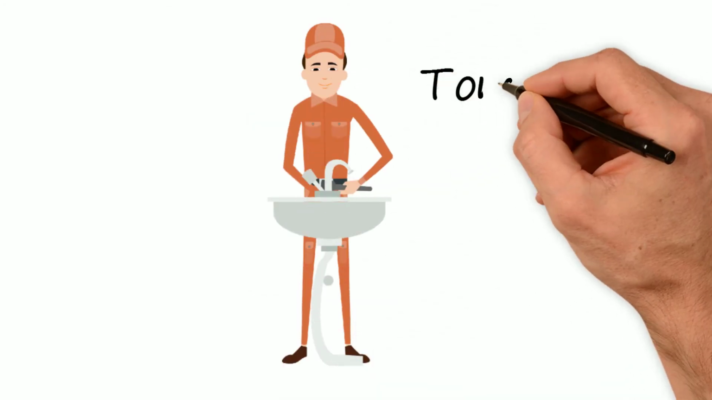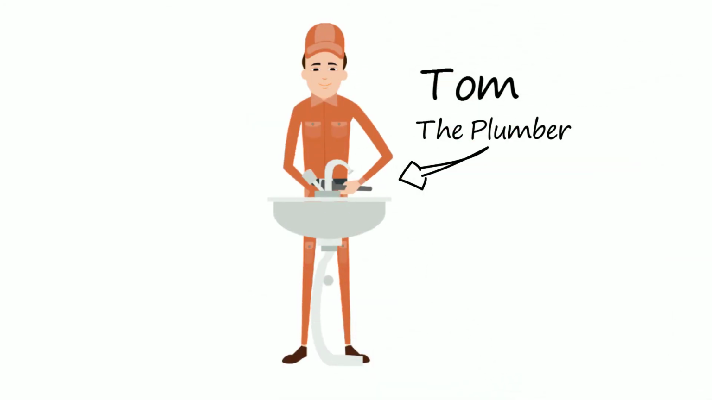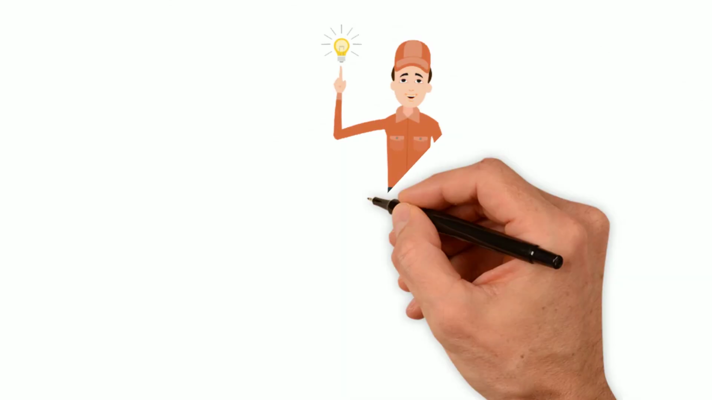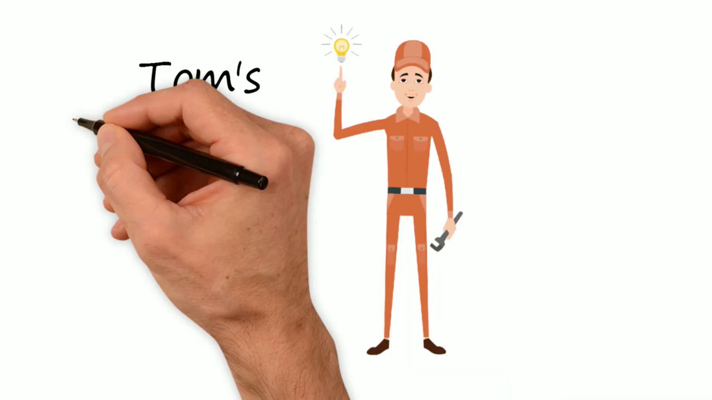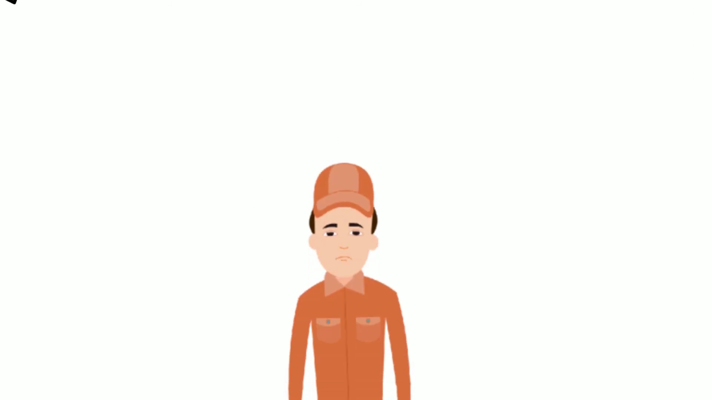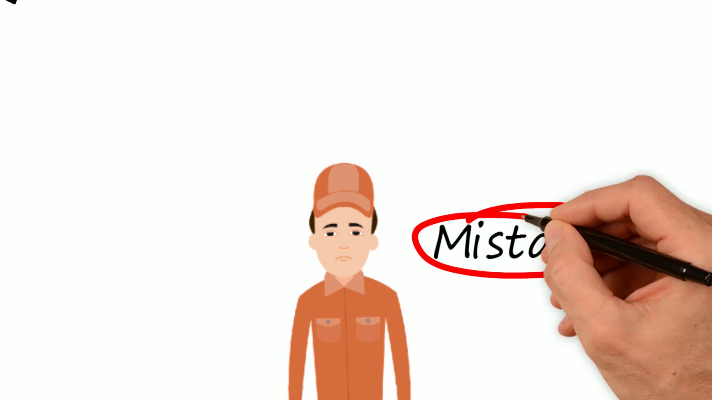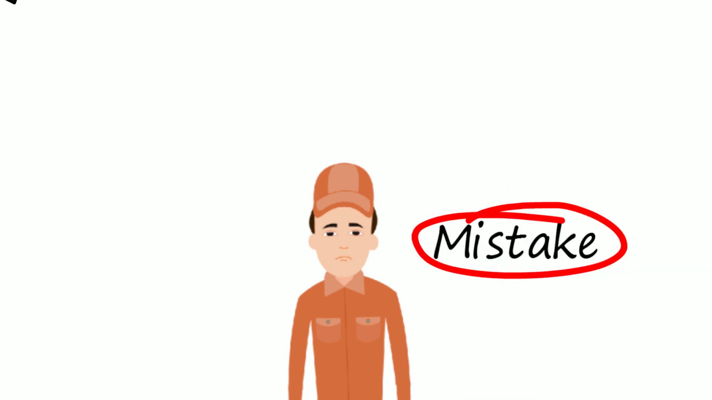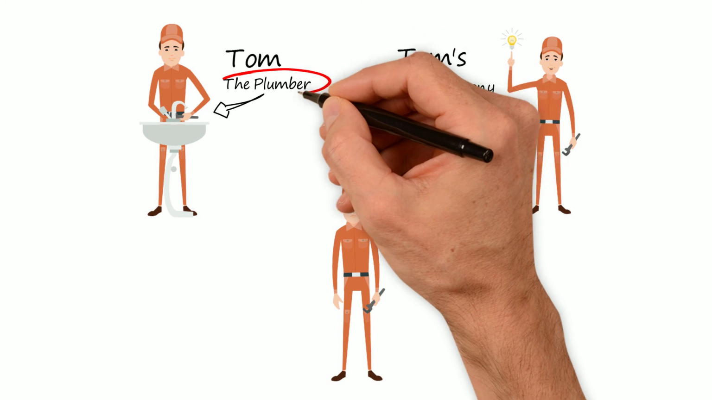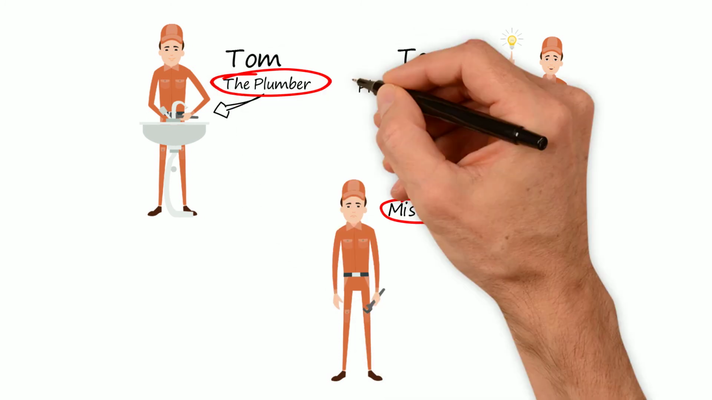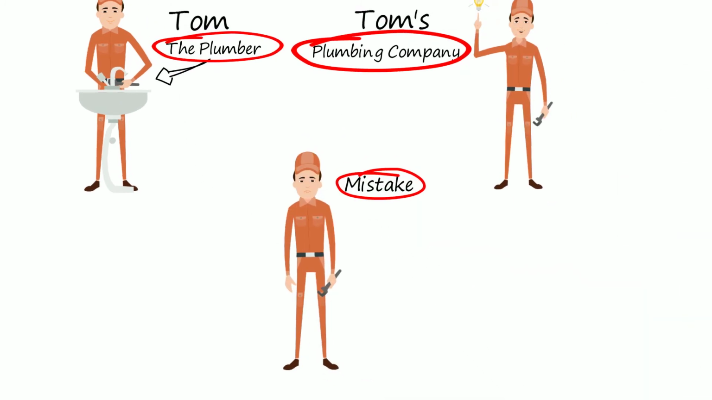Today we're going to use the example of Tom the plumber. Tom is a plumber and he decides he wants to set up his own plumbing company called Tom's Plumbing Company. But he's been stressed out. It's been going on a while and he doesn't know what's going on. The reason why Tom is making the mistake and he's stressed out is because he still thinks like Tom the plumber rather than think like the owner of Tom's Plumbing Company.